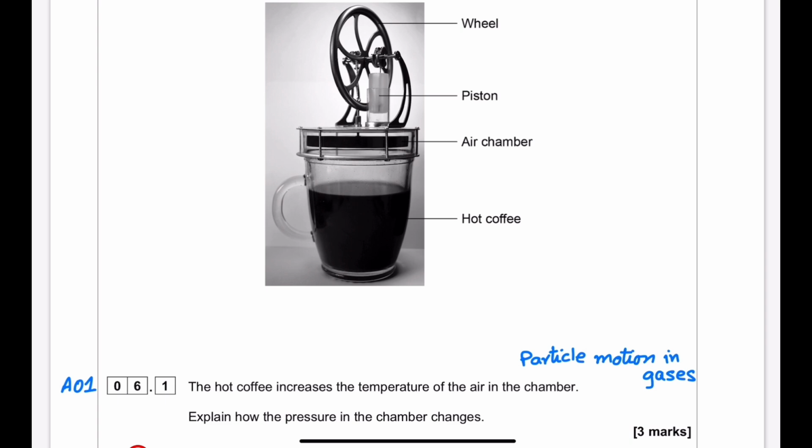They have more kinetic energy. As a result, they will collide with each other and the walls of the chamber and the cup more frequently. As a result of that, the pressure on the walls of the cup and of the chamber will increase. Let's see the model answer.